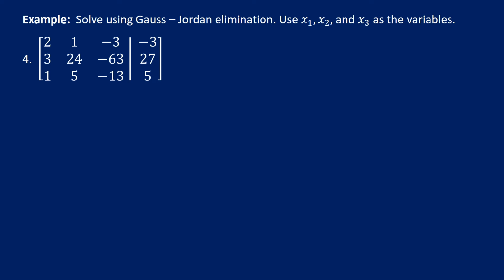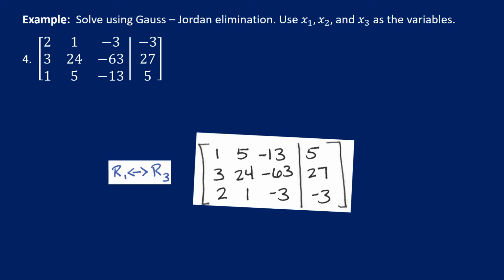So first, I want to get a 1 in the upper left corner in position 1, 1 if I can. And in this case, I notice that I have a 1 in the bottom row. So what I'm going to do is a row interchange. I'm going to interchange row 1 and row 3, and that's going to put my 1 in the row 1, column 1 position. So my new row 1 is 1, 5, negative 13, 5. Row 2 stays the same. And row 3 is now 2, 1, negative 3, negative 3.